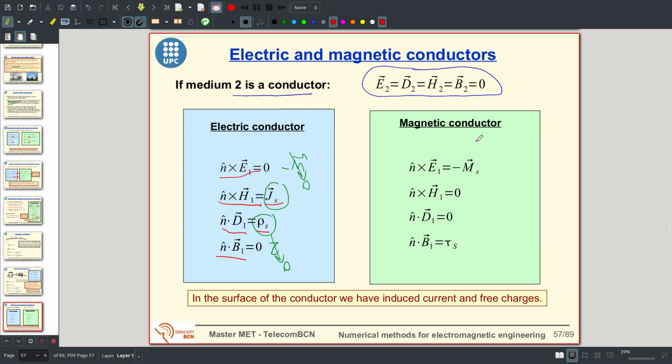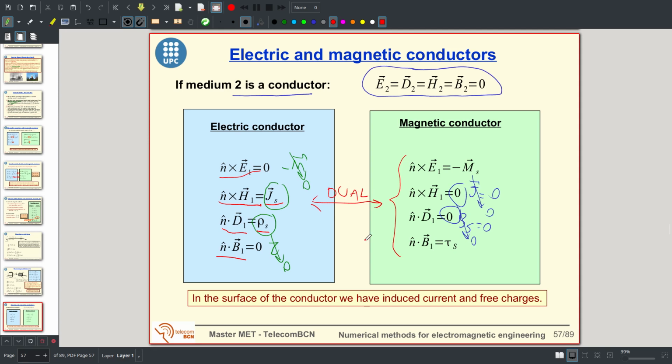But in a magnetic conductor we have the opposite. In a magnetic conductor the electric current is equal to 0 and the electric charge is equal to 0, okay? So we get 0 here. And of course the magnetic current and the magnetic charge are different than 0 in a magnetic conductor. So in a magnetic conductor, the equations that we get are exactly the dual of the equations for the electric conductor. We can get the equations for the magnetic conductor just by applying the duality table.